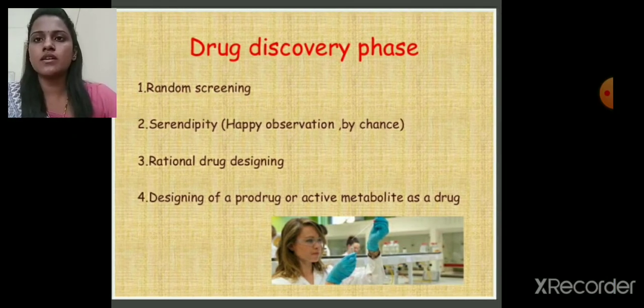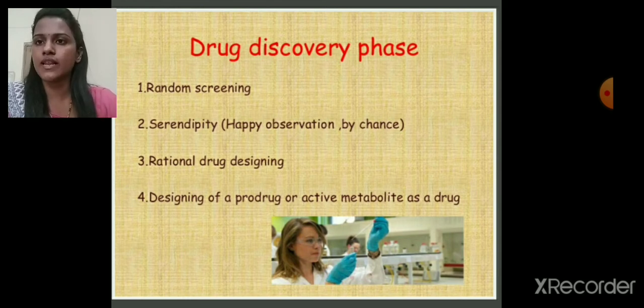Now we'll see them one by one. First is the drug discovery phase. In the drug discovery phase, the drug is discovered with the help of these many methods. First is random screening. Randomly drugs are screened, and one or more moieties are selected with the help of this screening. Next is serendipity.